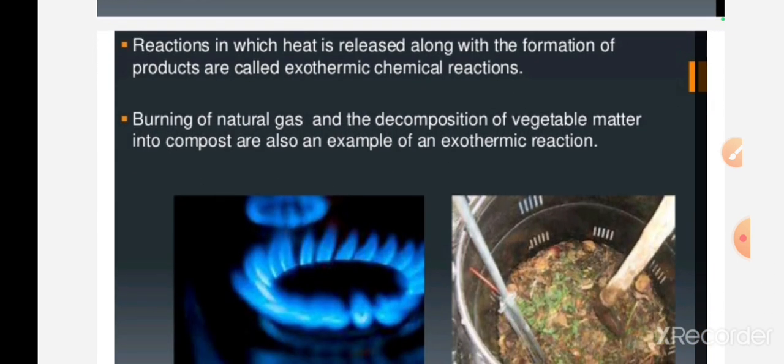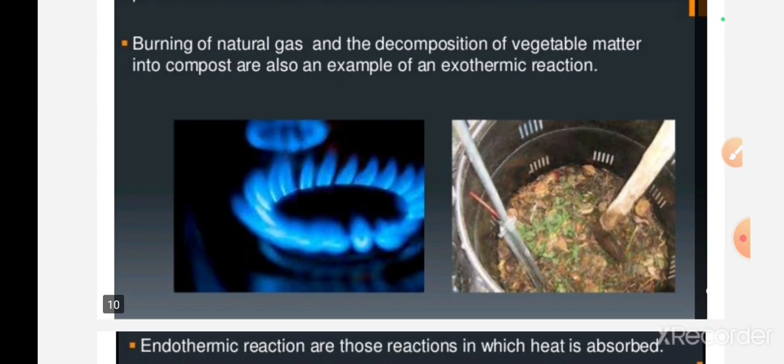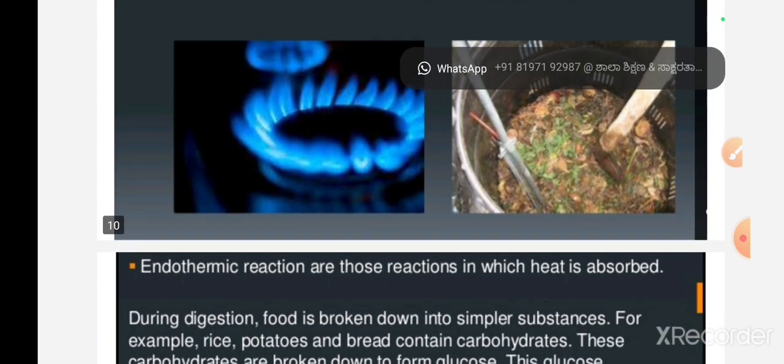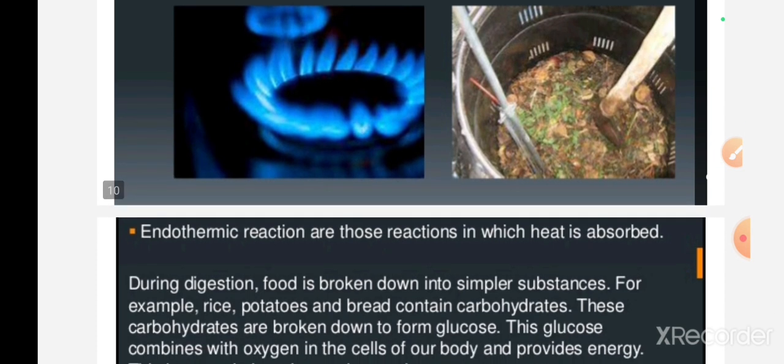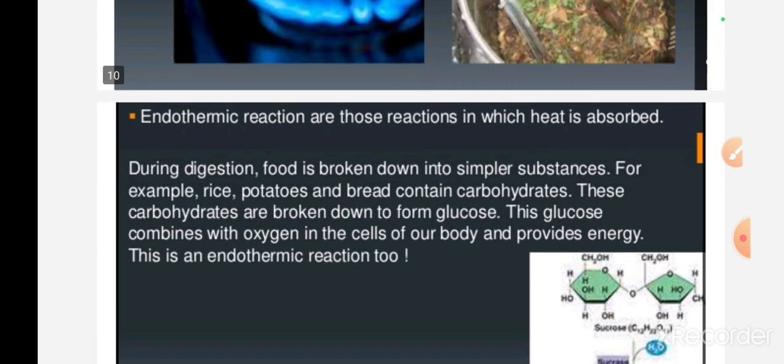Reactions in which heat is released along with the formation of products are called exothermic reactions. Burning of natural gas and decomposition of vegetable matter into compost are also examples of exothermic reactions. Endothermic reactions are those reactions in which heat is absorbed.